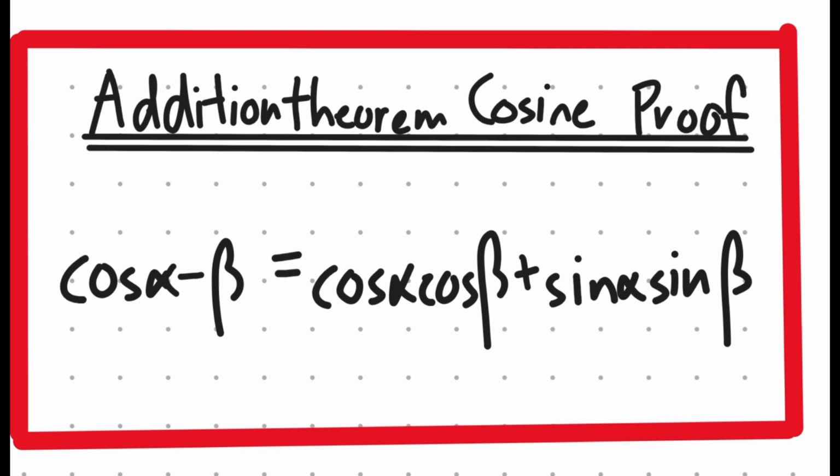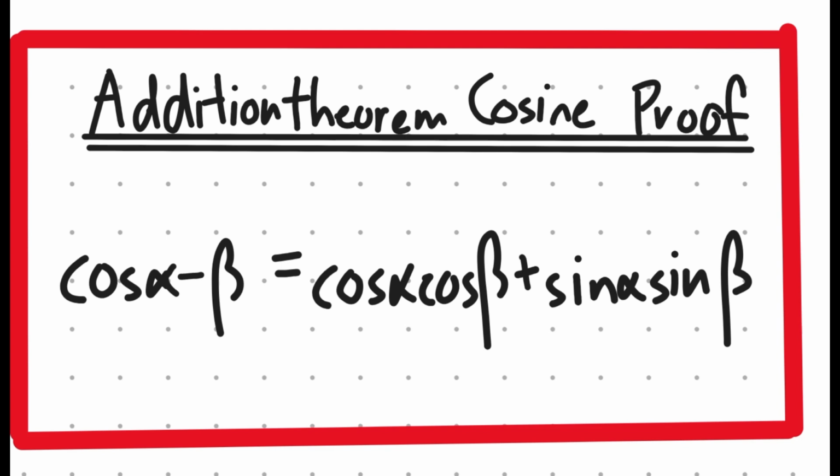In this video, we're going to prove the addition theorem of cosine, which states that cosine alpha minus beta is equal to cosine alpha cosine beta plus sine alpha sine beta. We're going to prove this by using Euler's formula, stating that e to the i theta is equal to cosine theta plus i sine theta.